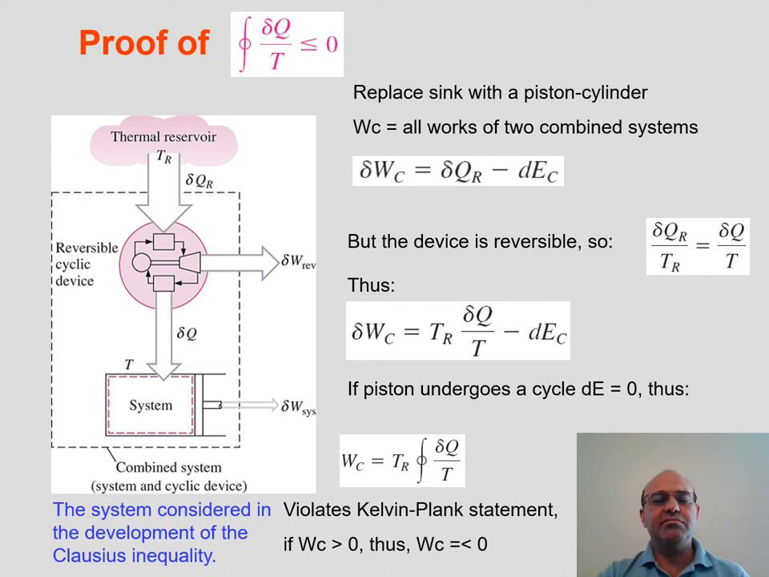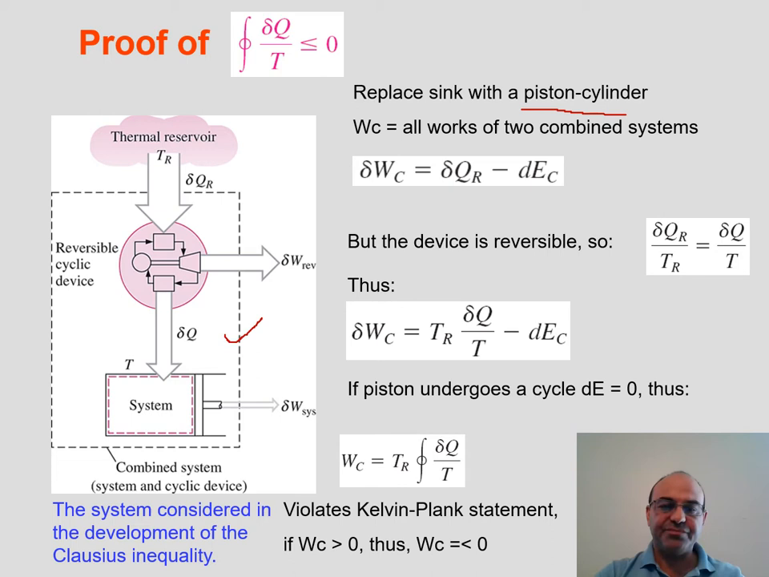You may want to see the proof that the cyclic integral of delta Q over T is less than or equal to zero. Some people may see it intuitively, but there is a proof for that. We can modify the heat engine that we had in the previous slide and replace the low temperature reservoir, the sink, with a piston cylinder device. So get rid of the heat rejection to a sink and instead put a piston cylinder device so that it can receive the heat delta Q and generate some work. Let's assume that these are the boundaries of the system, as you see with these dashed lines.